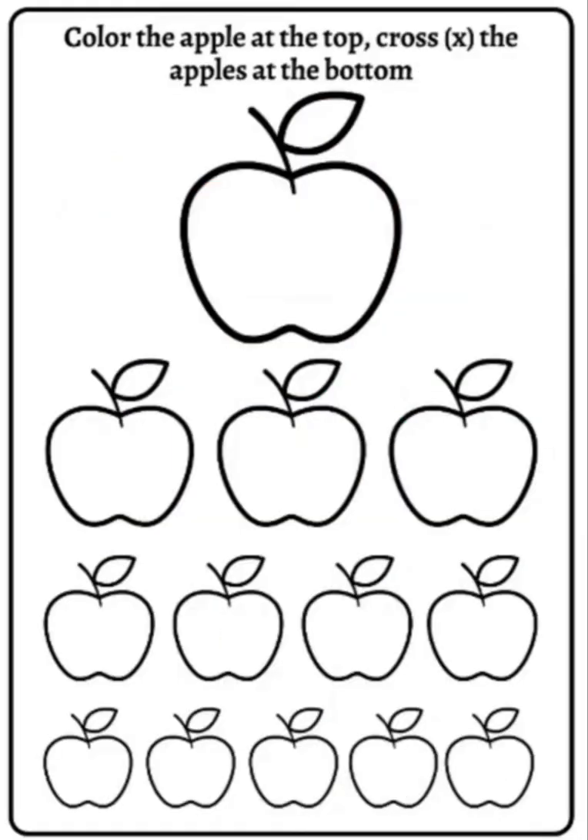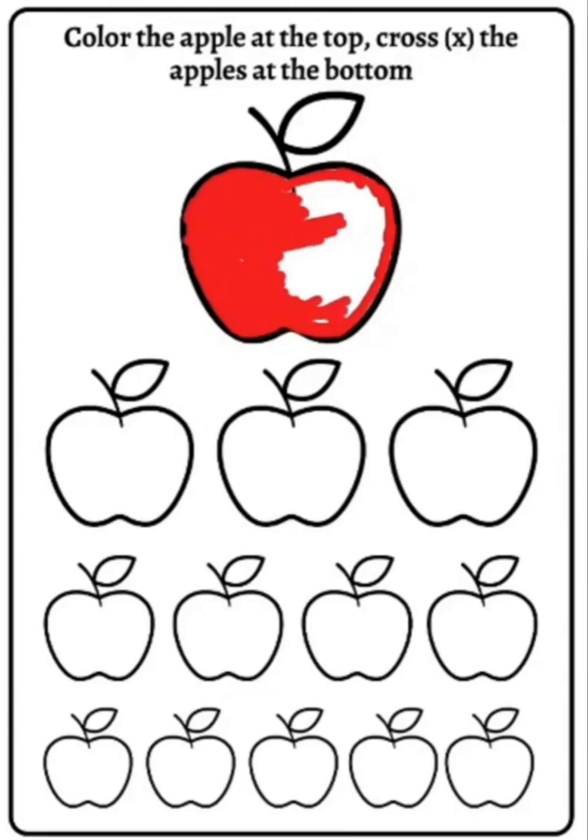The next worksheet is color the apple at the top and cross the apples at the bottom. We colored the apple which is at the top. Now let's cross mark the apples at the bottom.